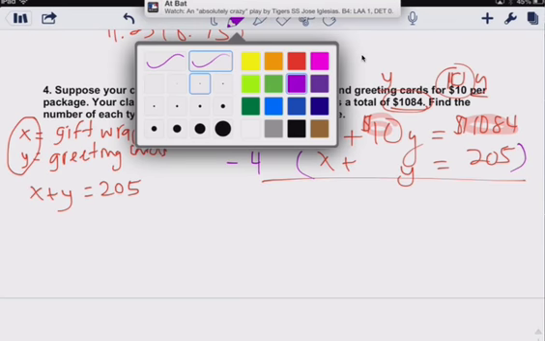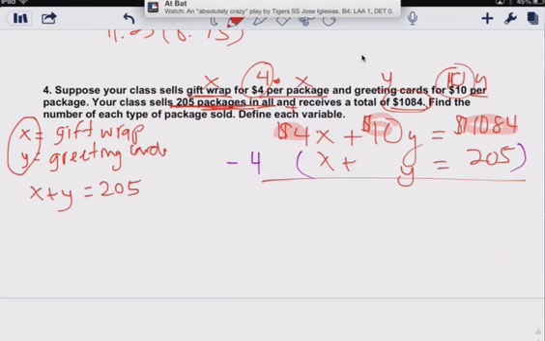So we get, sorry there, I don't know what that is. Must be my son's stuff.